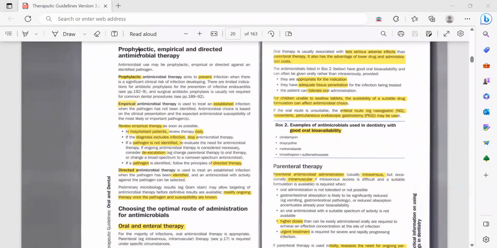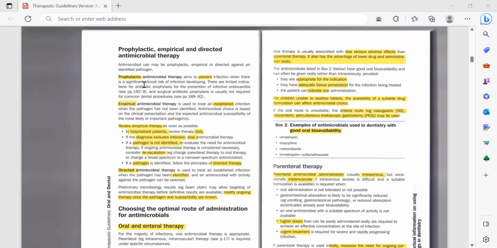All right, then prophylactic, empirical, and directed antimicrobial therapy. So they have strategized the antimicrobial therapy into three parts. First of all is the prophylactic antimicrobial therapy. It is the antimicrobial therapy that you will prescribe to the patient probably 1 hour before the procedure to prevent any infection when there is a significant clinical risk.